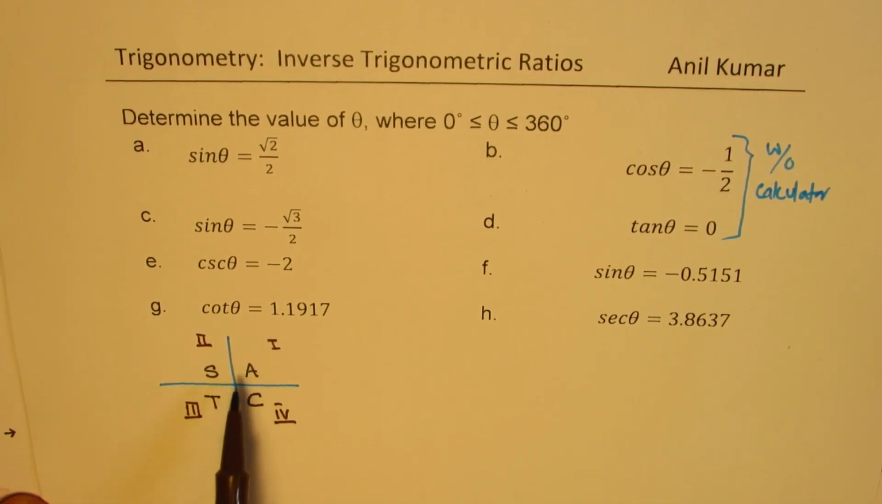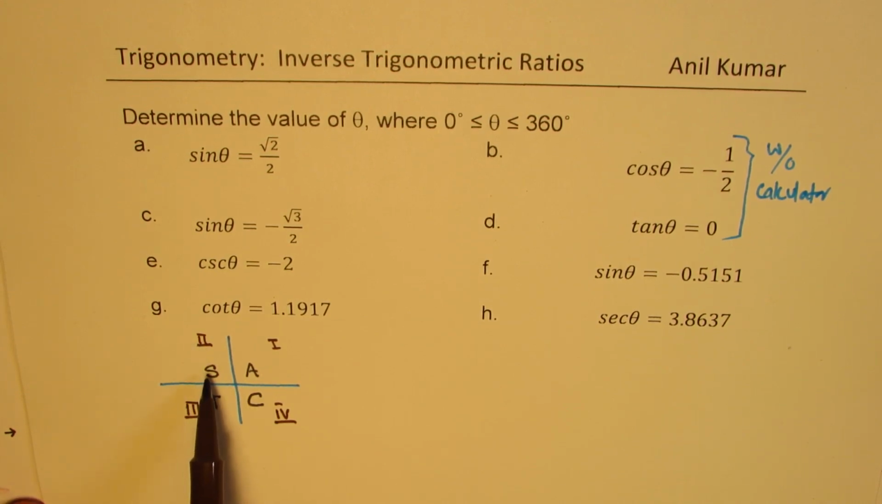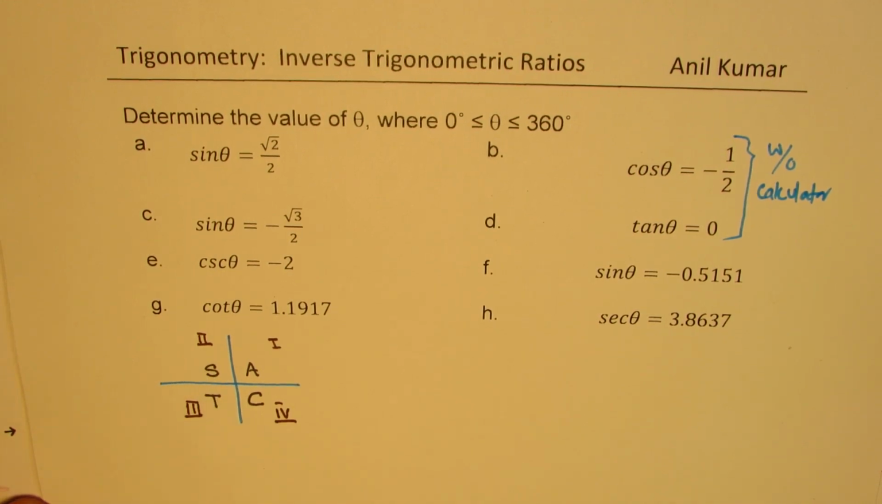Once again, in quadrant 1, all are positive. In quadrant 2, only sine and its reciprocal cosecant are positive, right? In quadrant 3, tan and cotangent, and in quadrant 4, cosine. That's why we wrote C.